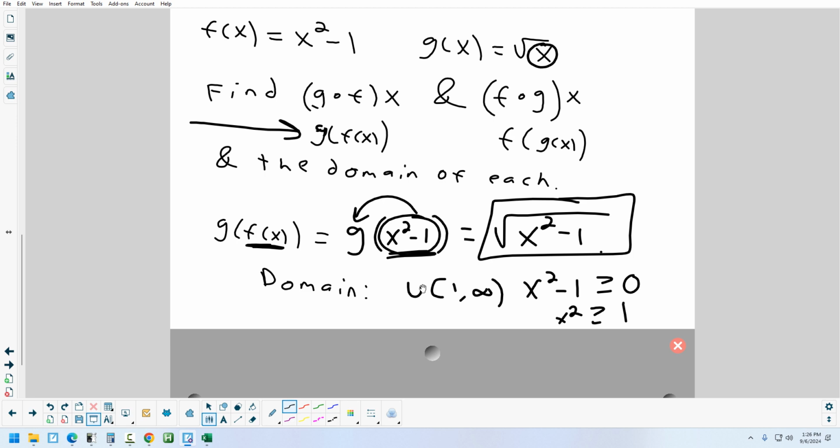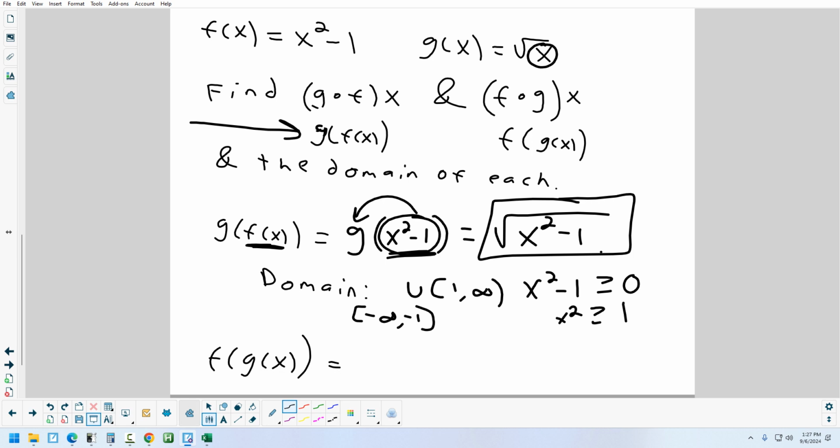Anything from negative 1 down or from 1 up. What this basically means is you cannot pick a number between negative 1 and 1. Like 0. If you square 0, that's not bigger than 1. That doesn't work. Okay, so that's g of f.